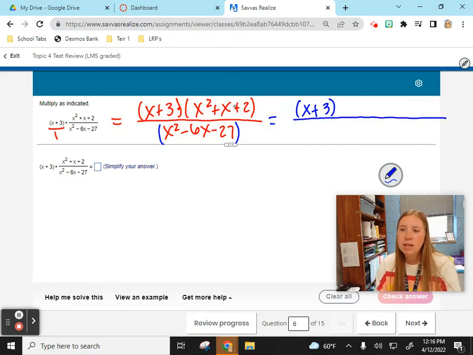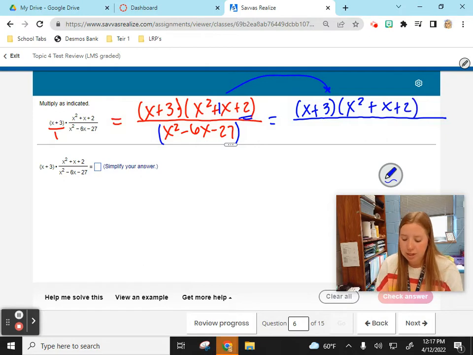In my second one, I'm looking for factors of 2. Ooh, I normally write an X, right? I'm looking for factors of 2 that add up to 1. And the only factors of 2 are 2 and 1. And there's no way, making all of these positives, that I could get a positive 1 right here. So that one's a little tricky, but this isn't factorable. So it's going to come over here and stay in my numerator.